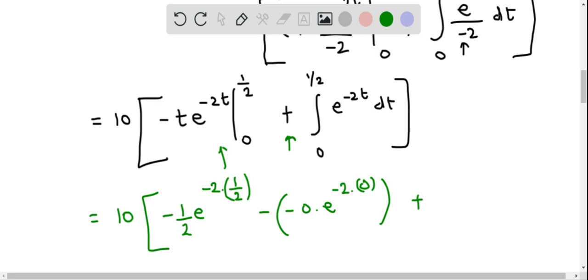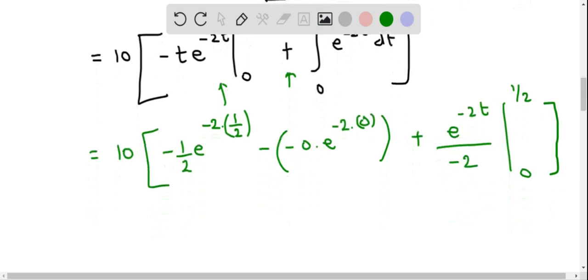Now we have to integrate this e raised to the power of negative 2t, and this equals e raised to the power of negative 2t divided by the derivative of negative 2t, which is negative 2, and this has to be evaluated from 0 to half. So we close this bracket for 10. Now let's continue evaluating this.